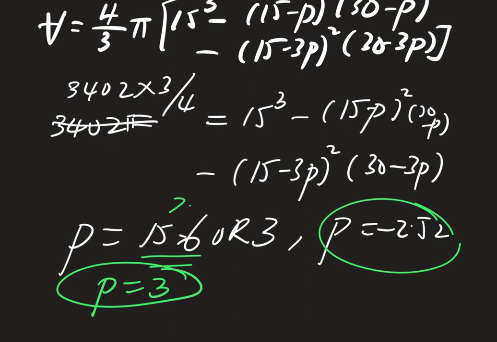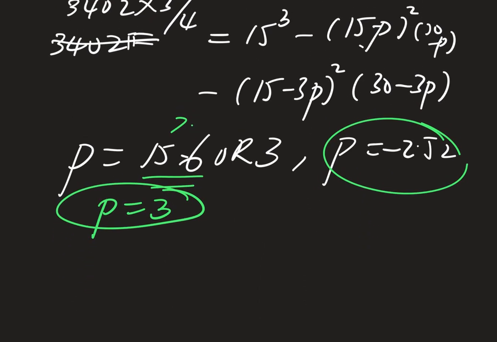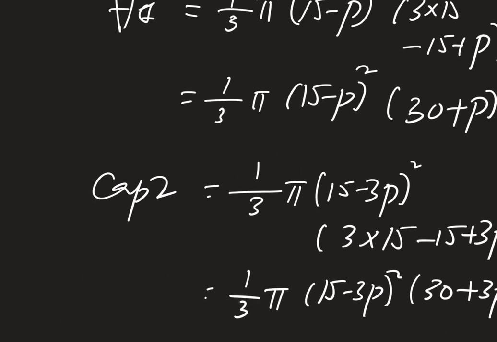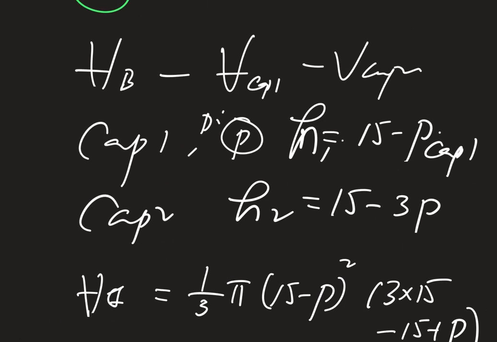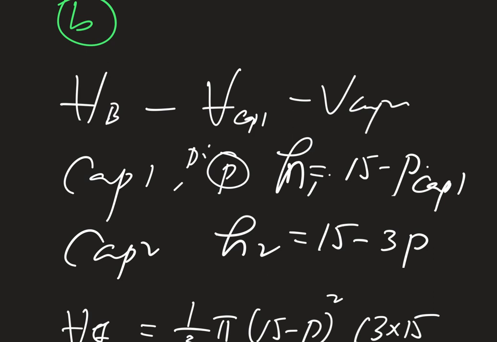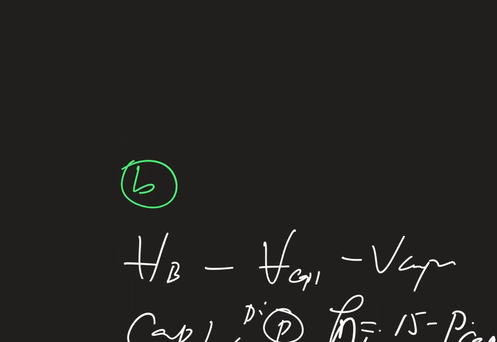So this is question B, your 5 marks already. Then for question C, what we will get is here: 15 minus P, and this is 3, and this is 30 minus 3. This is Cap 1 and Cap 2. So we get the answer that P is 3 after long manipulations. So then, now what we need to do is very simple.